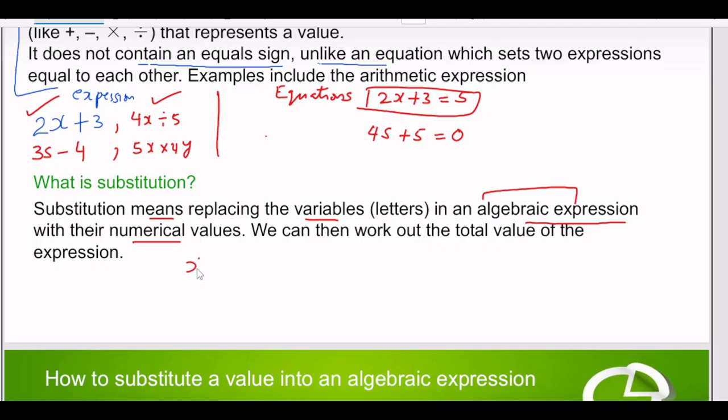For example, if we have x plus 5, we don't have a specific value for this, but if we say x is equal to 1, then what will x plus 5 be? It is going to be 1 plus 5, a specific value of 6. So the value of this expression depends upon the value of x. That is the meaning of substitution, when you substitute a value for x to get the exact value of the expression, right?